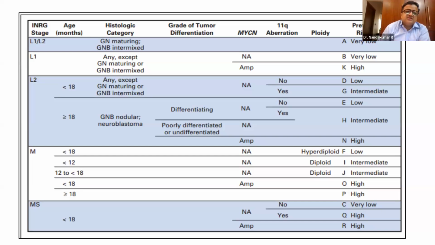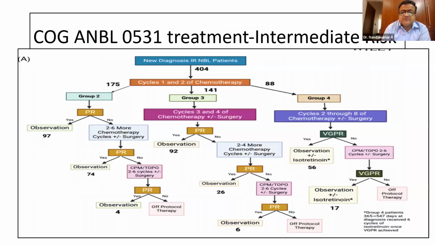Let us not discuss that, just for information. The next thing is, if you have a child who is more than 18 months of age and having a marrow mets or a bony mets, then we take it as a high risk neuroblastoma.